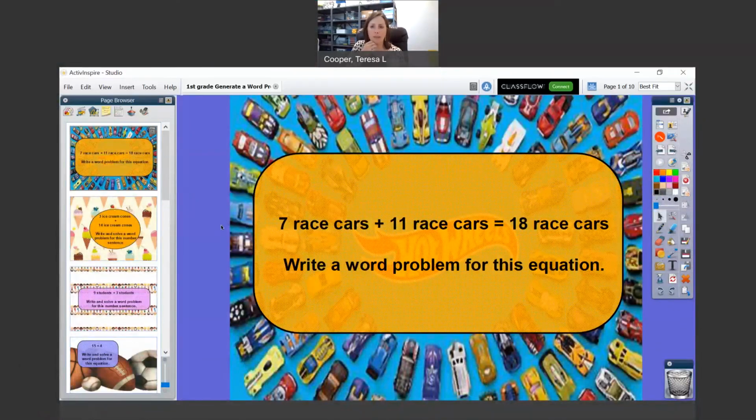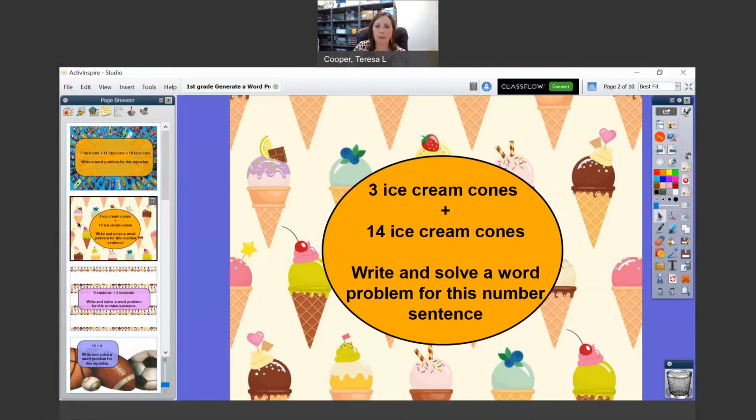And you'll see that I have several word problems for you. So here's the example that I showed you a few minutes ago. And then here's another one, some ice cream cones. You can see on this one, I didn't give them the solution. I said, write and solve a word problem for this number sentence.